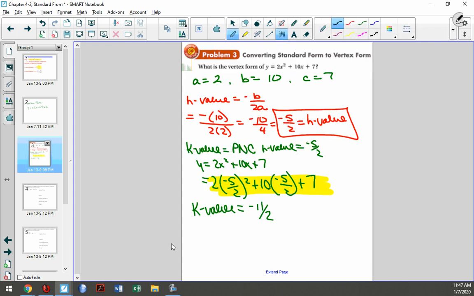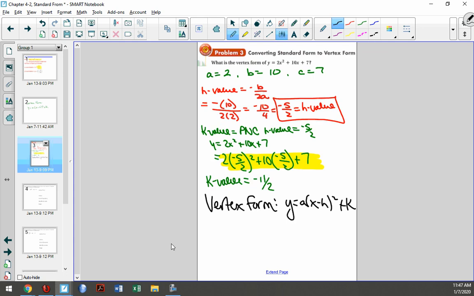So my vertex form, which is what it's asking for, is y is equal to a parentheses x minus h squared plus k. That is the form that it's asking for. So we are simply going to plug in h, k, and a into that formula down there. So that is going to be y is equal to a is 2, x stays, minus h is going to be a negative 5 over 2 squared, and k is going to be minus 11 over 2.